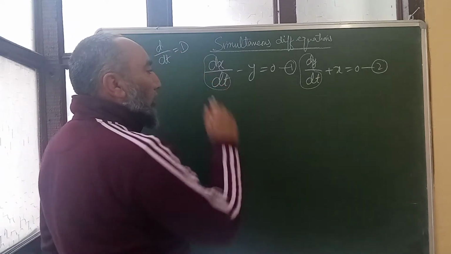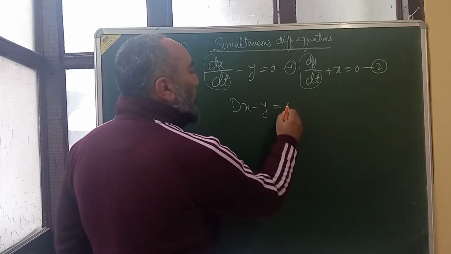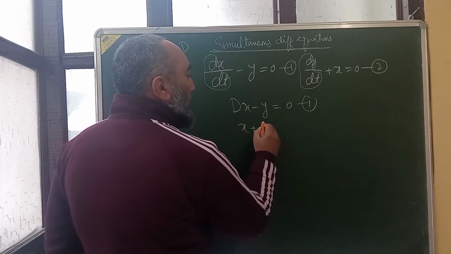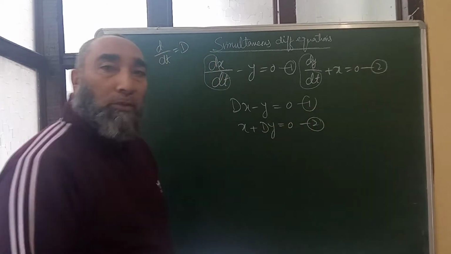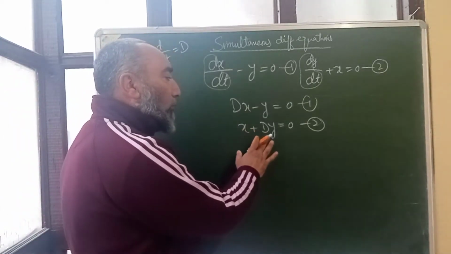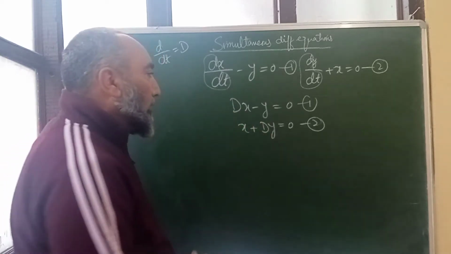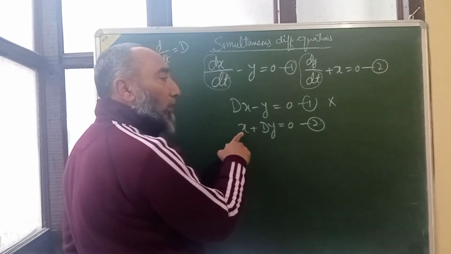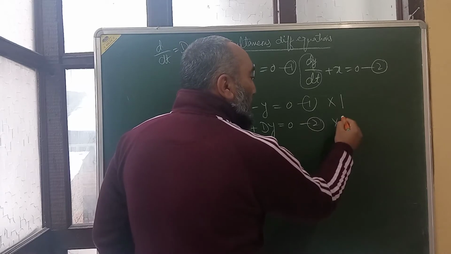Then the operator form is Dx minus y equals 0. This is first. Then x plus Dy equals 0. This is 2. Now, in order to eliminate x, this is your choice whether you would like to eliminate x or y. Now, let me eliminate x. For that, you see we have Dx over here. I don't have D over here. So, I have to multiply this by 1 and this by D.